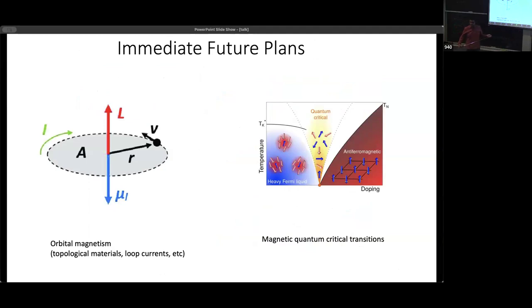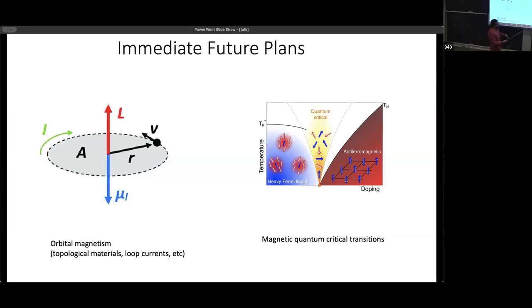Okay, now that we've done this, some of the things that we are now working towards are perhaps more intellectually interesting. One of the things I'm very interested in is orbital magnetism. We know that in solids there are two reasons for which you can have magnetism. One is the spin of the electron, and one is the actual motion of the electron. This orbital magnetism is what's responsible, for example, for something that happens in quantum Hall states. And one would like to study this orbital magnetism using this kind of NV center. This is something that we're in the process of doing.